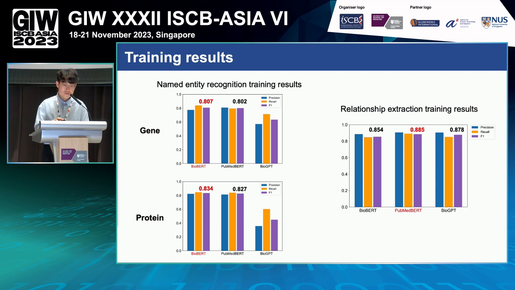Here are the results of training the models for each task. We optimized 3 types of biomedical language models for each task by splitting the training and test data in an 80-20 ratio. In case of the named entity recognition task, BioBERT showed the best performance among the three models for both types of categories. And for the relationship extraction task, PubMedBERT showed the highest prediction performance.